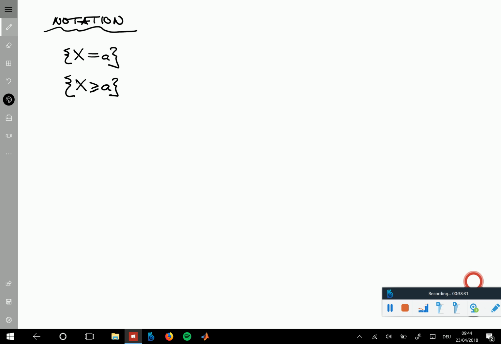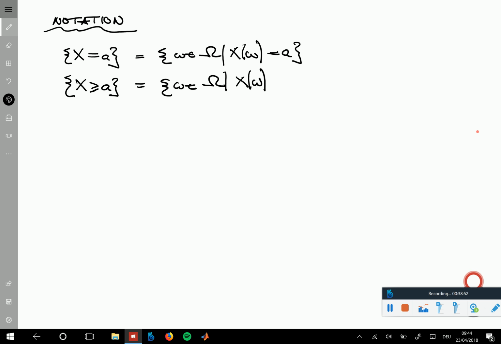In the context of probability distributions and probability spaces, what these things stand for are the sets of omega in Omega for which X(omega) actually equals a, and here these are the omega in Omega for which X(omega) is larger than a. Maybe I should have told you before, this refers to X being a real-valued random variable and a being a real value. So a is in R.